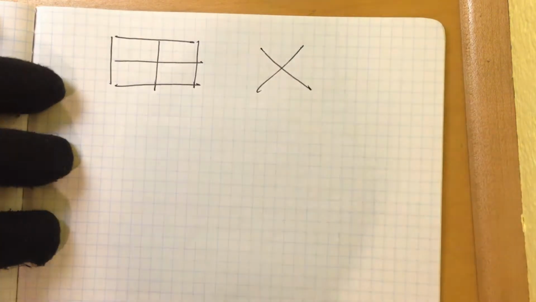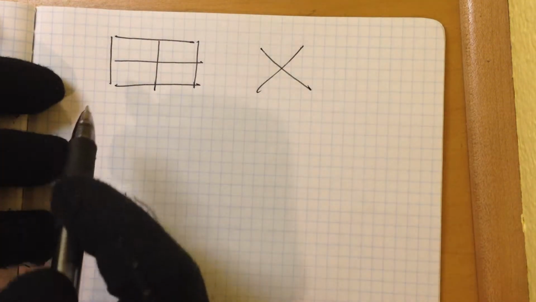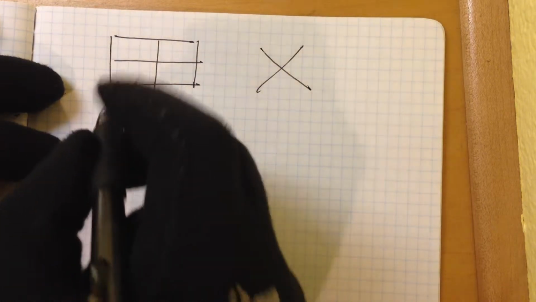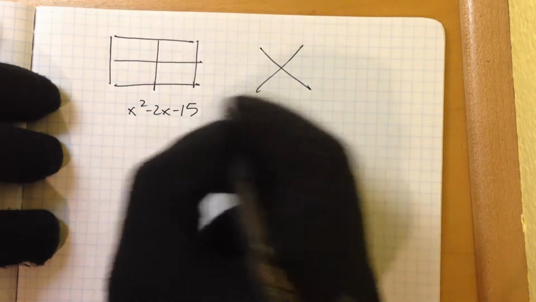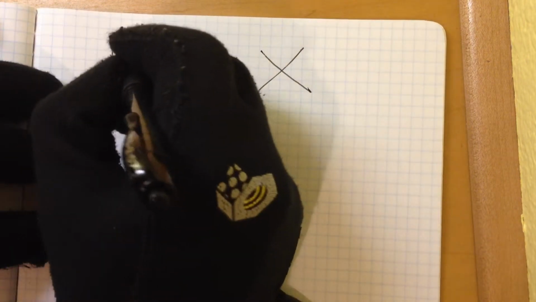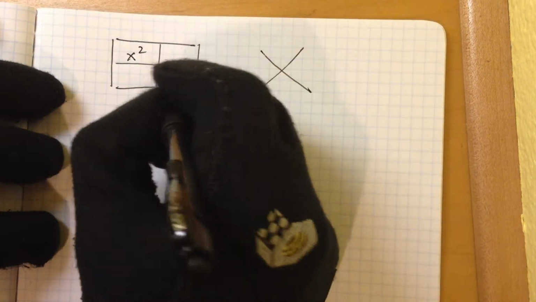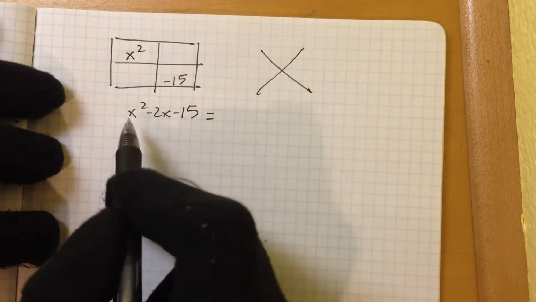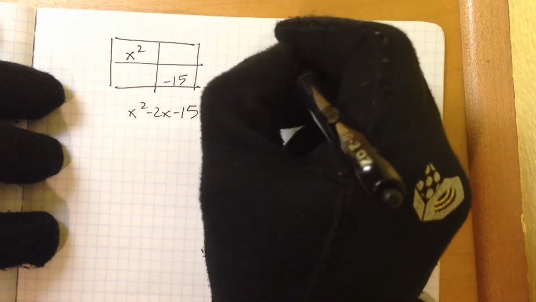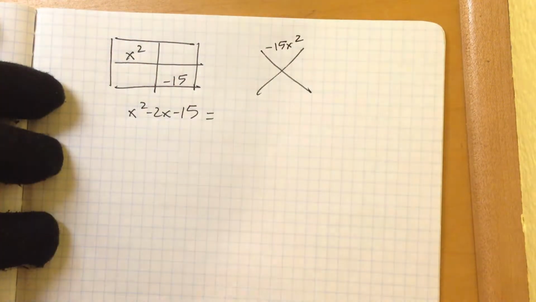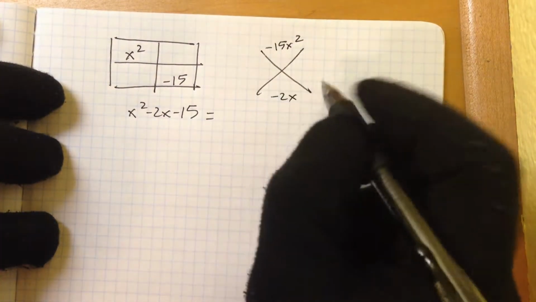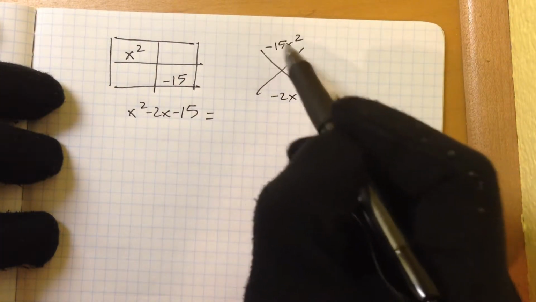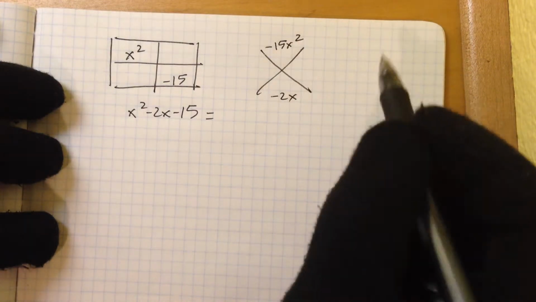Diamond, rectangle, x squared minus 2x minus 15. Okay, first term, first box. Last term, last box. Multiply the first and the last for up top. My middle term downstairs. The factors of negative 15x squared that give me a negative 2x.